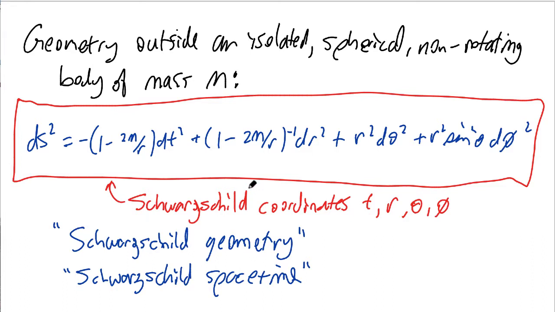And we might use these terms even if the line element or the metric is written in coordinates other than Schwarzschild coordinates. So how do we know that this metric describes the geometry outside an isolated spherical non-rotating body? Well, one way to convince ourselves would be to solve Einstein's equations. So this metric is a solution of Einstein's equations.